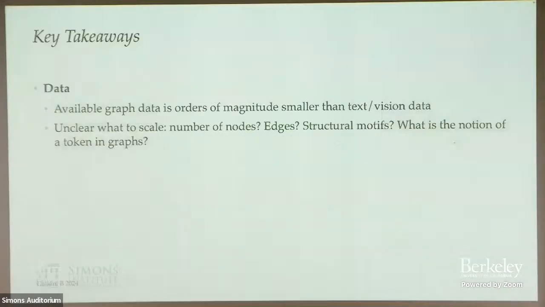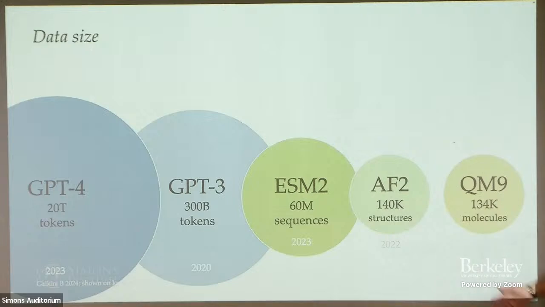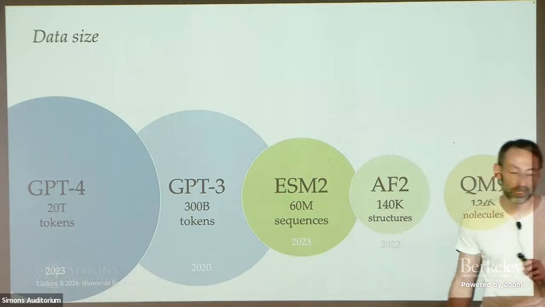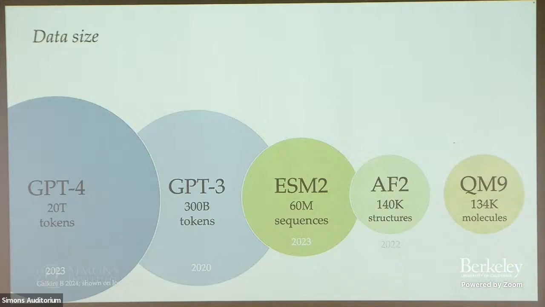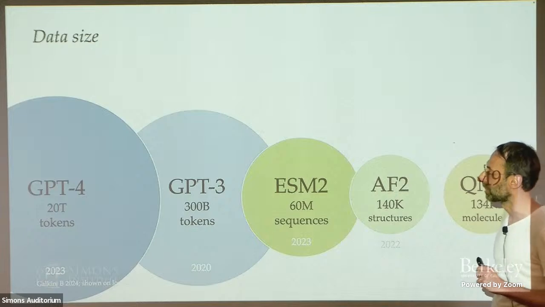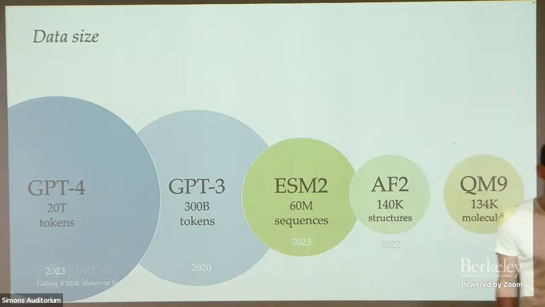So what are the takeaways, or maybe what are the open challenges? First of all, when you compare to the foundation models that we all love and use in practice, the data that is available for graphs is orders of magnitude smaller than what we have in text or in vision, right? For example, GPT-3 was trained on 300 billion tokens, and for GPT-4, I think this has never been officially stated, but the rumor is 20 trillion, right? By the way, the scale here is logarithmic, so the size of the circles. Otherwise, you would see a tiny dot, and everything else would be bigger than this room.